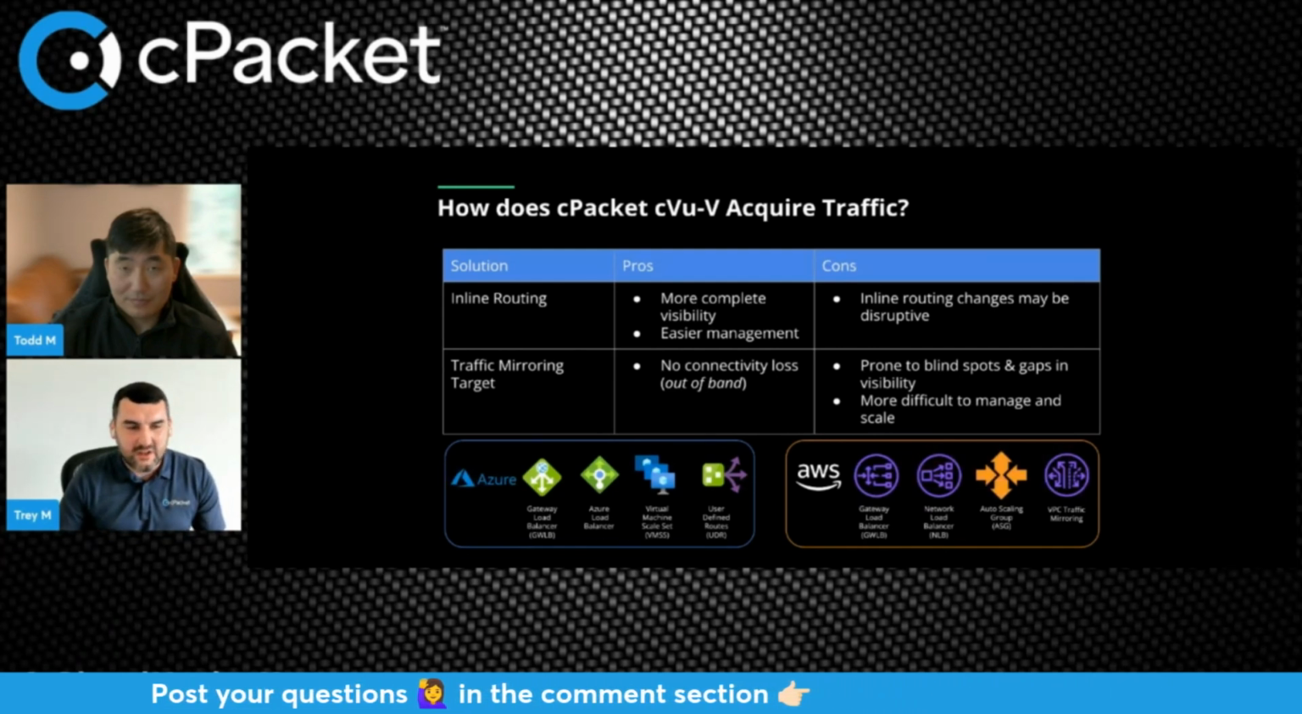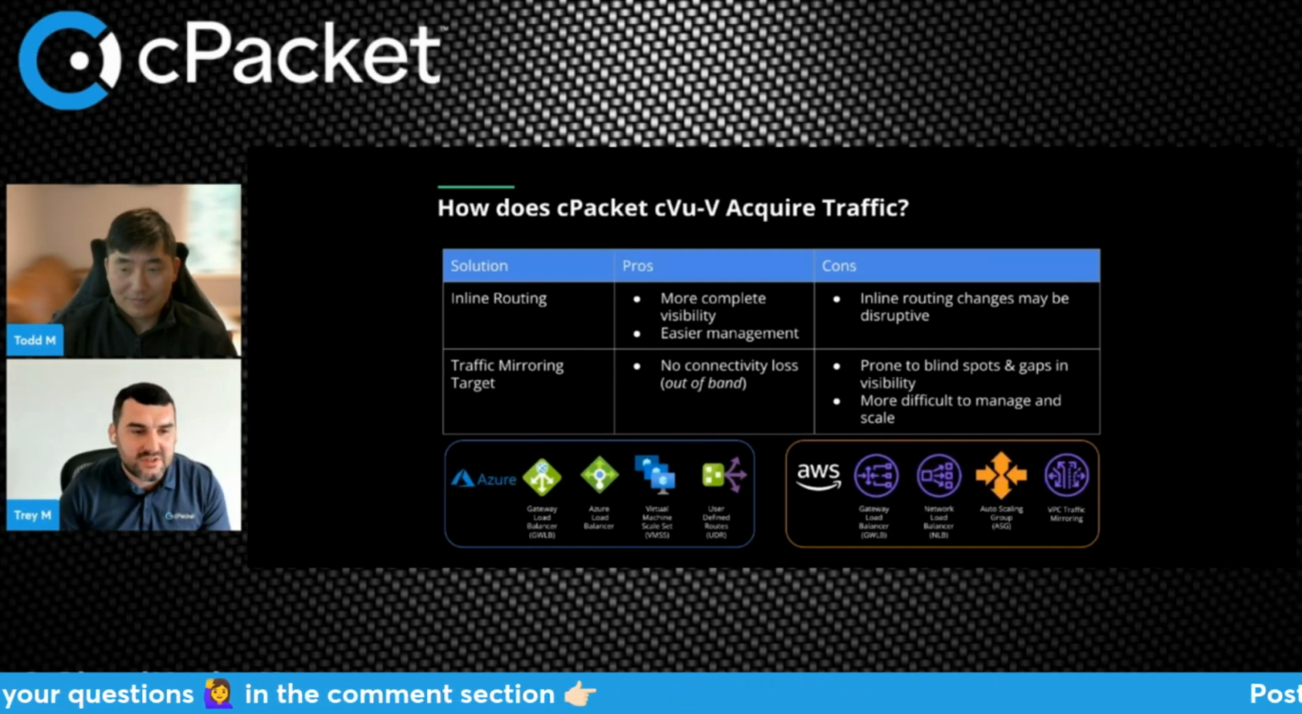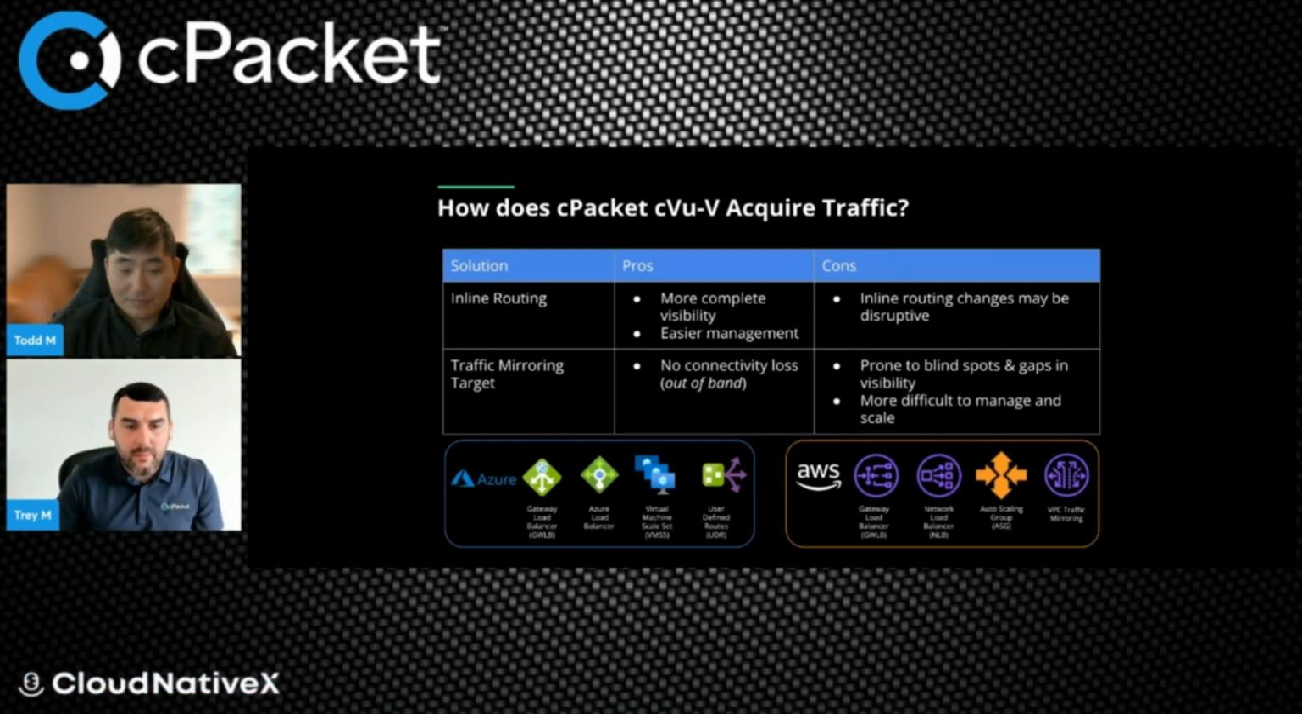And that's why I'll spend a little bit more time talking about some of our inline solutions today. On the bottom there, you see some of the key technologies that we integrate with on the Azure and AWS platforms. So we support Gateway Load Balancer in both Azure and AWS, and I'll talk a little bit about that in some topology examples that are following. And then we also support Azure Load Balancer and Azure Virtual Machine Scale Sets, known as VMSSs or VMSS. So that's really important, and I'll talk about why.